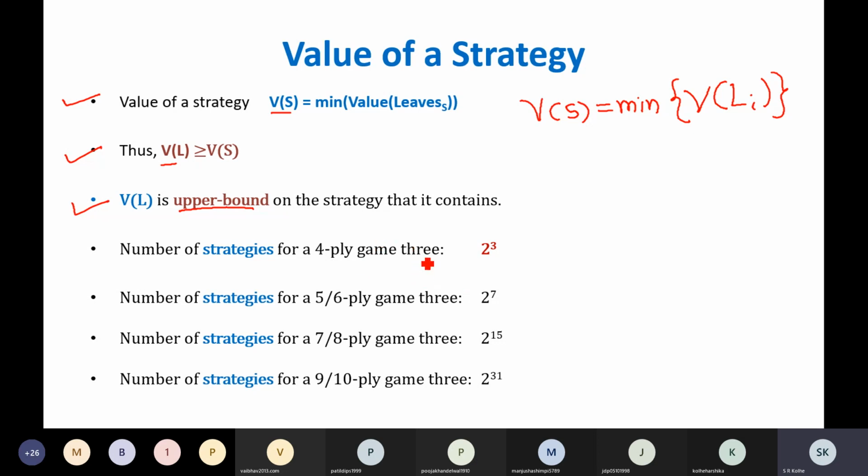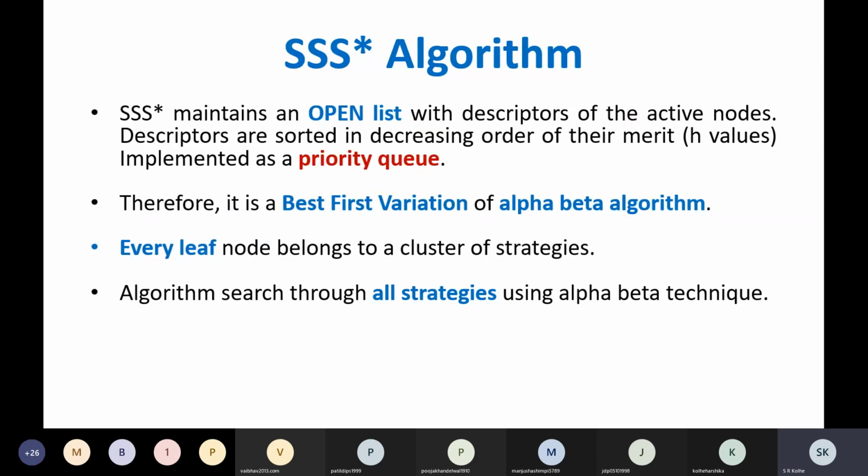And already I told you that the number of strategies for a 4-ply game tree is 2 raised to 3, for 5 to 6 ply game tree 2 raised to 7, for 7 to 8 ply game tree 2 raised to 15, and for 9 to 10 ply game tree 2 raised to 31. So 2 is the branching factor here. If the branching factor is 3, in that particular case it will be 3 raised to 3. Now let us try to find out the working of this SSS star algorithm. Any question up to this?